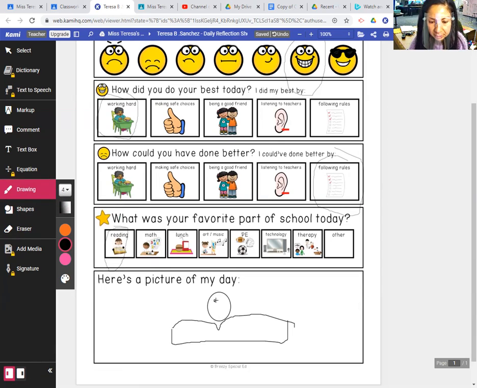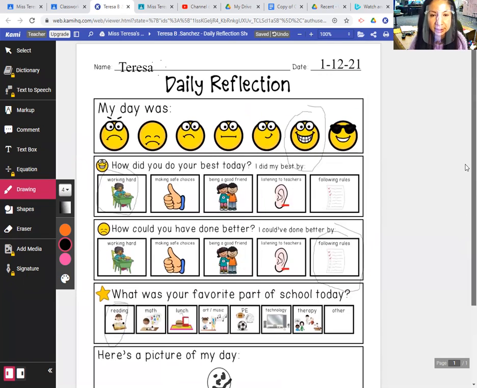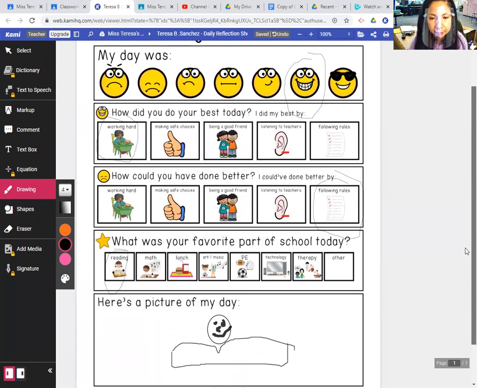Okay, I know this is not a very good picture, but this is a picture of me reading. Reading was, we did a lot of reading today. So that is our daily reflection.